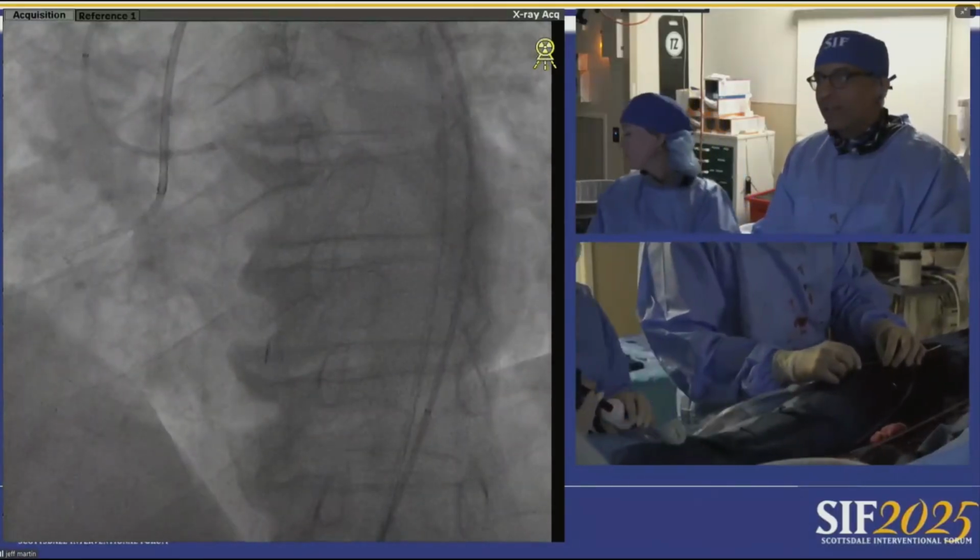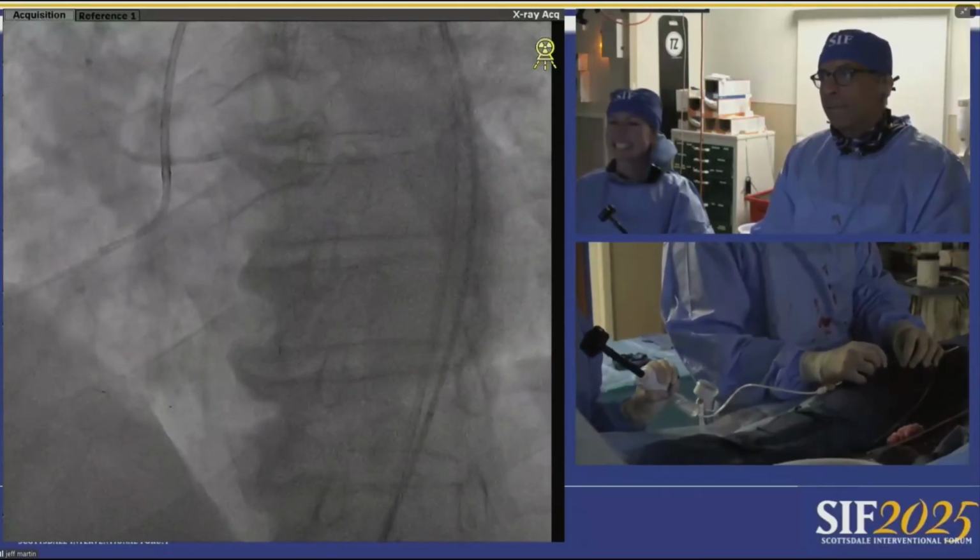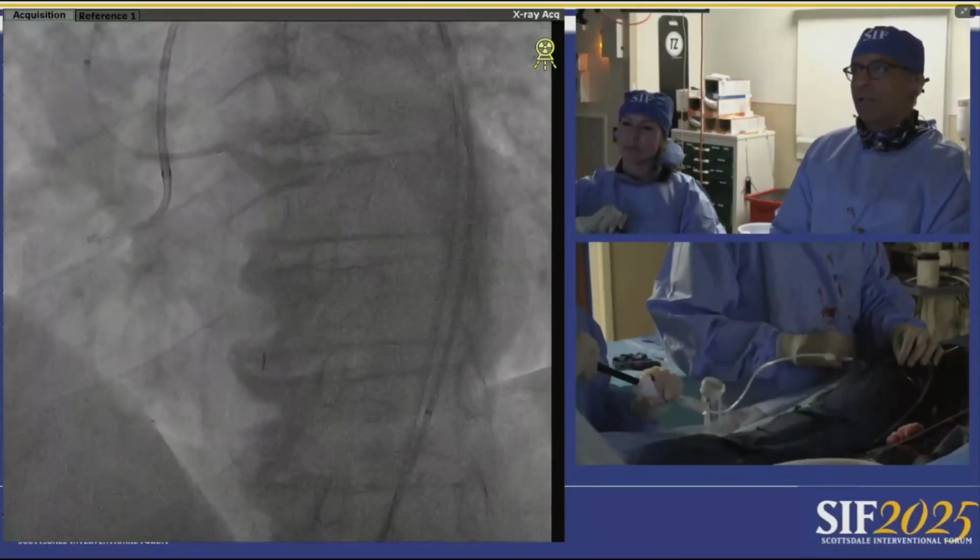So are they ready for us to go back? Because we're trying to figure out what's going on over at Honor Health with Ashish, so we're just going to watch a balloon. He's obviously going to IVUS this.